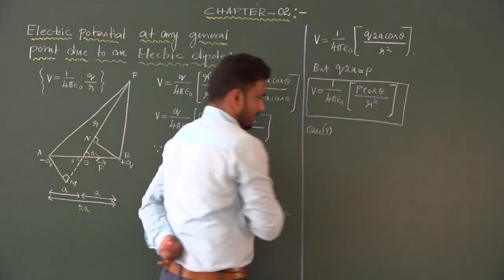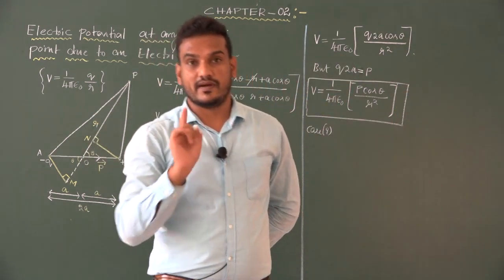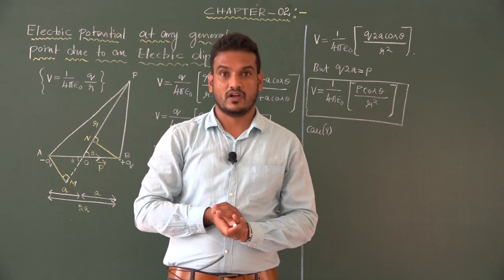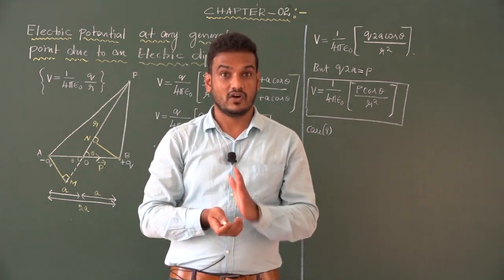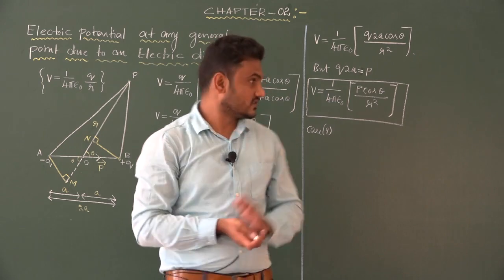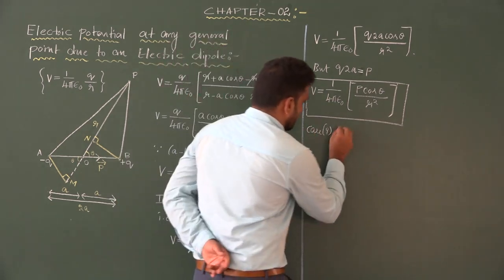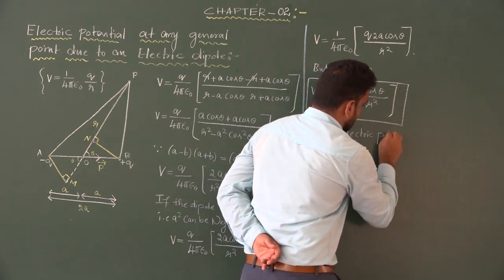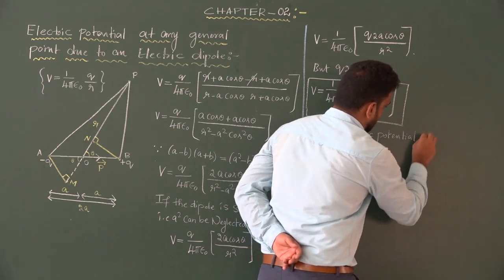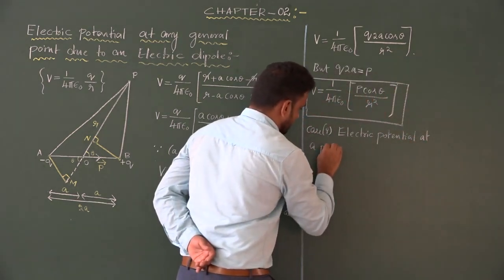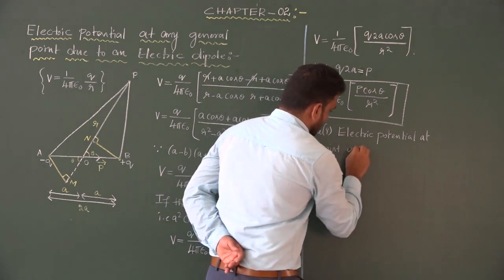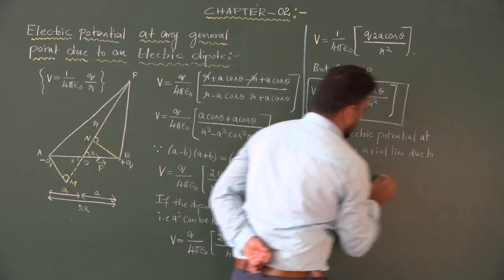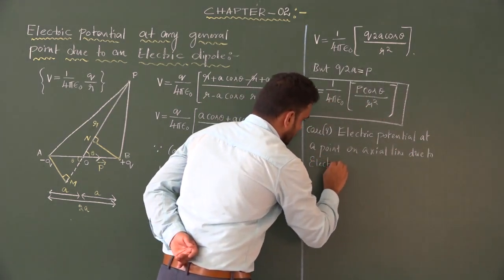Case number 1. Suppose instead of finding at any general point, what will be the electric potential on an equatorial line or on an axial line. So let us find case number 1: electric potential at a point on axial line due to electric dipole.